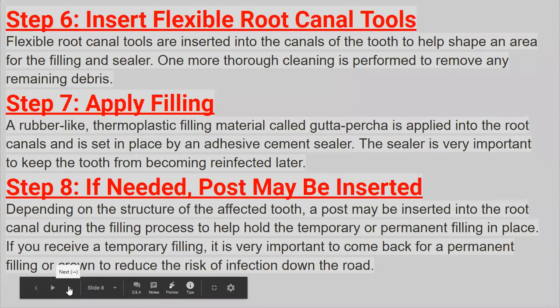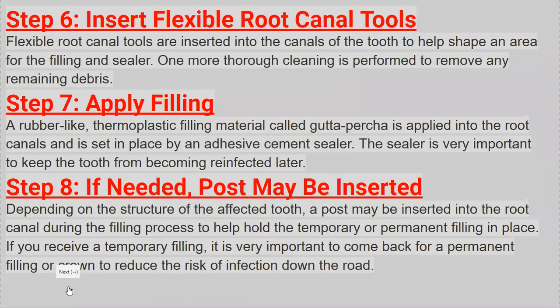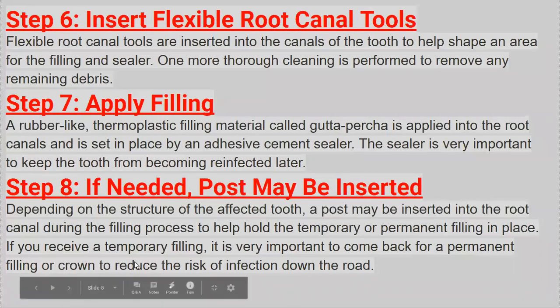Okay, step 6, inserting flexible root canal tools. So this is going to be your drills, your hand files, and it goes in and it removes any debris or anything like that. And then once you've cleaned it out and the tissue is gone, then you're going to do step 7, which is apply a filling.